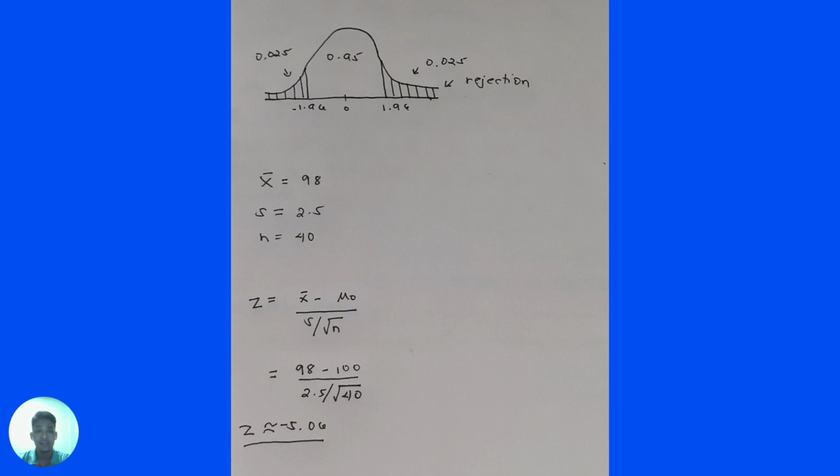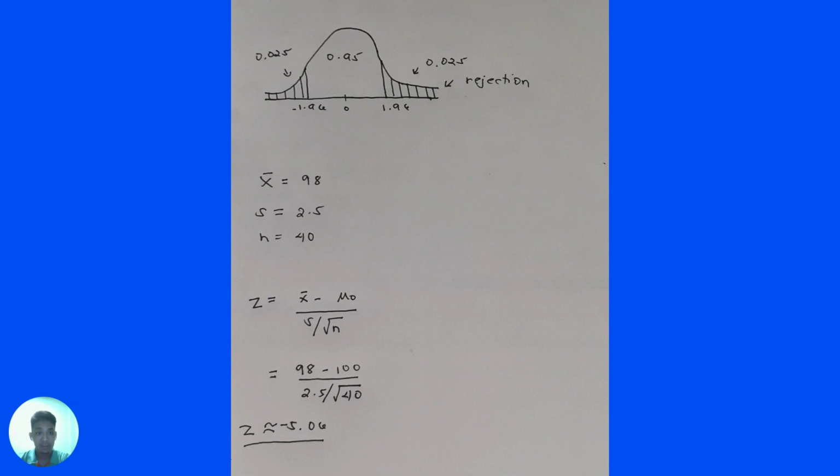So this is our curve, as you can see from the right and from the left. This is the shaded region, or the rejection area. If our z value falls under the shaded region, we are going to reject our null hypothesis. With a 95% confidence level, our critical value is 1.96 to the right and to the left.